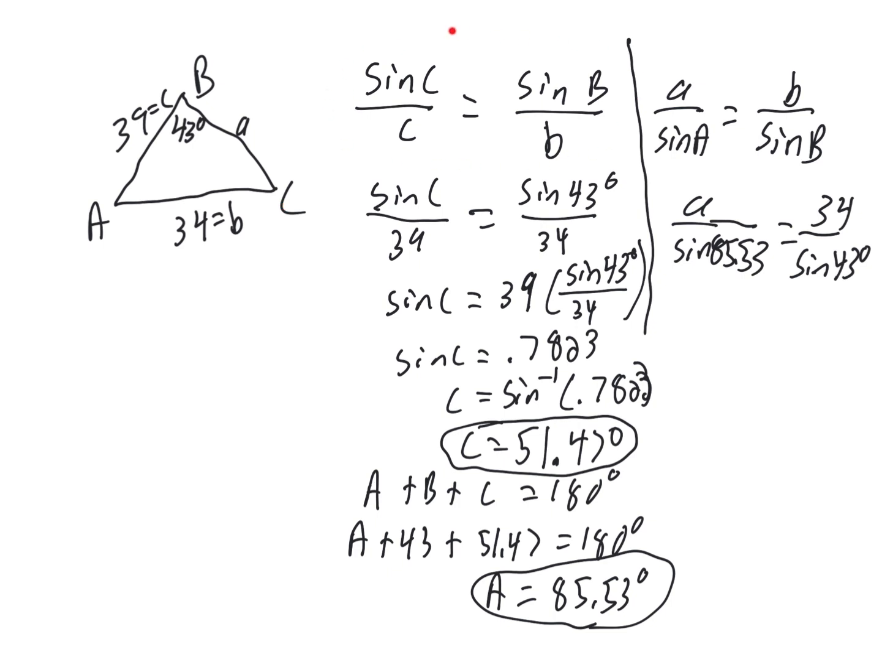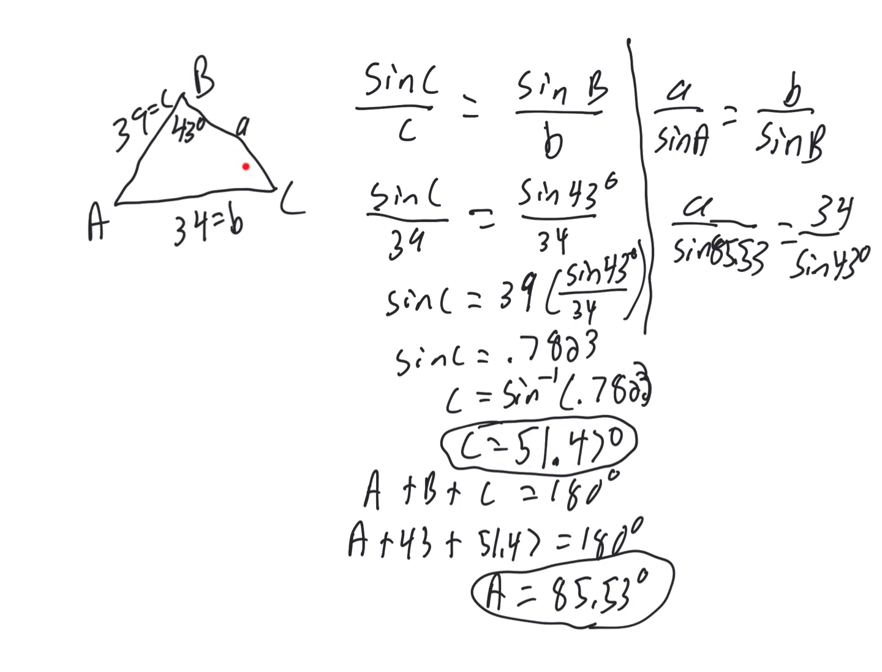So here's the law of sines. We know everything but capital C. So I put in lowercase c, which is a 39, put in capital B and lowercase b, which is a 43 and a 34. Multiply each side by 39, put this in the calculator, take the inverse sine of it, I get capital C is a little over 51 degrees.